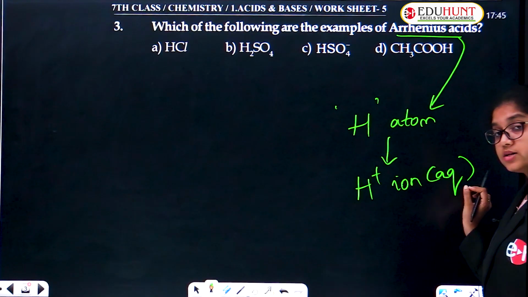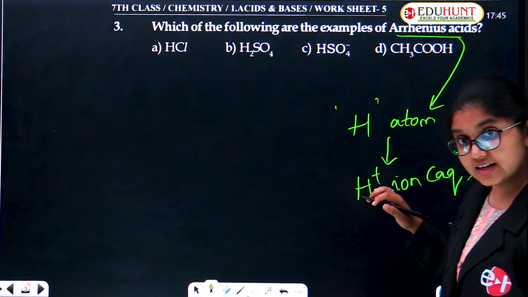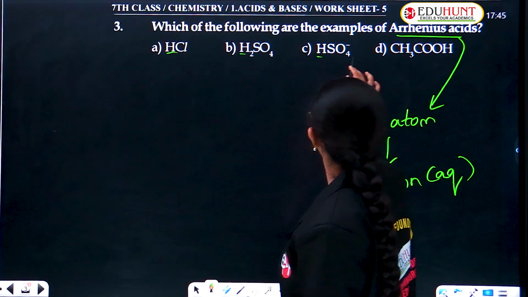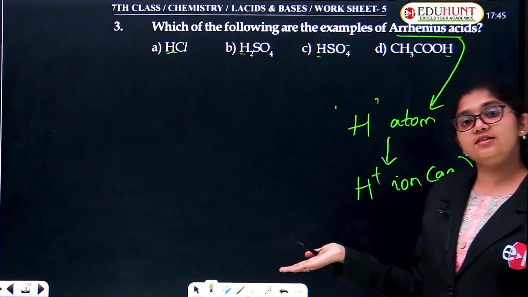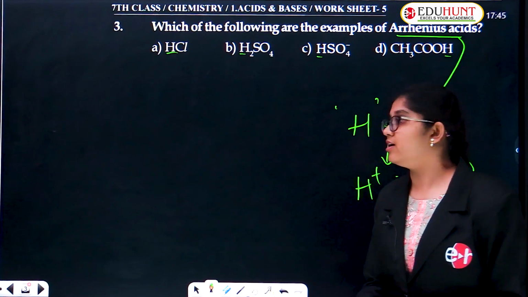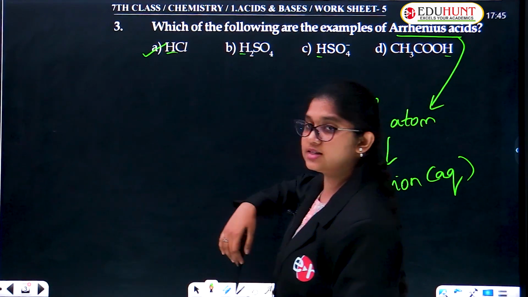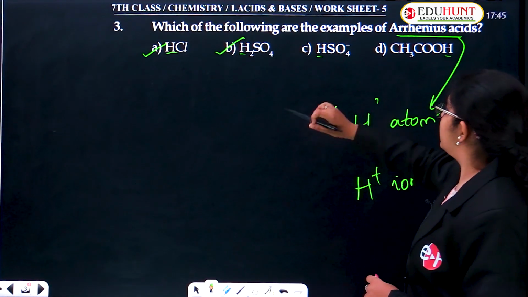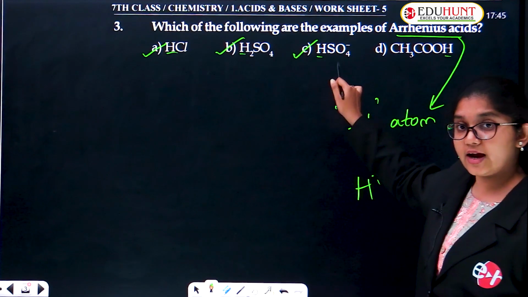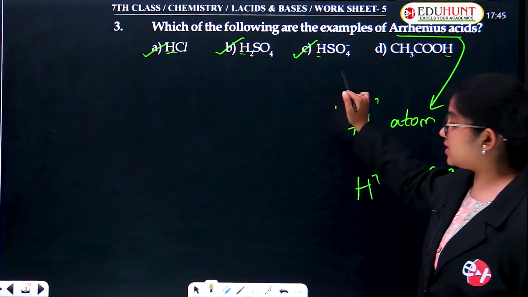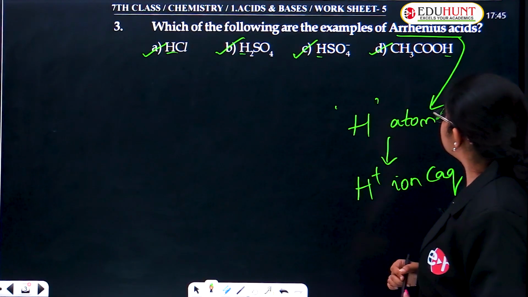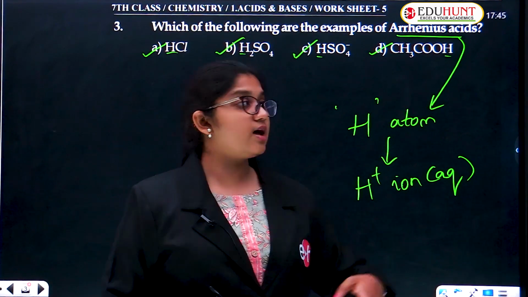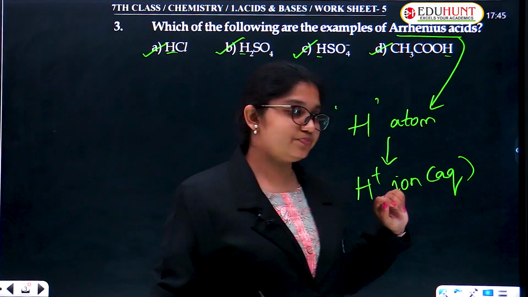All options are having H atom in them. Yes. So all can be acids. Yes or no? Okay. So HCl, hydrochloric acid, is an acid. H2SO4, sulfuric acid, is an acid. HSO4 minus, what is this? Hydrogen sulfate ion or bisulfate ion is also an acid. And CH3COOH, acetic acid, is also an acid, because it is having H plus ion, right?